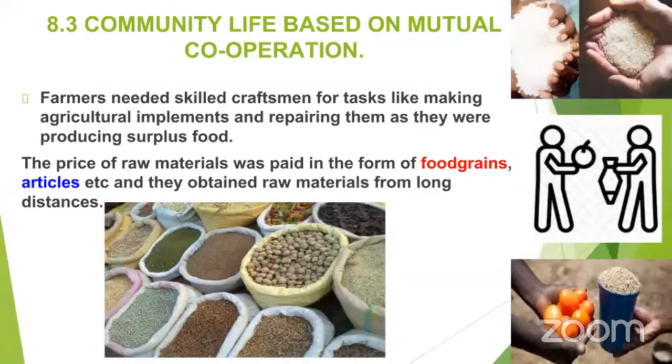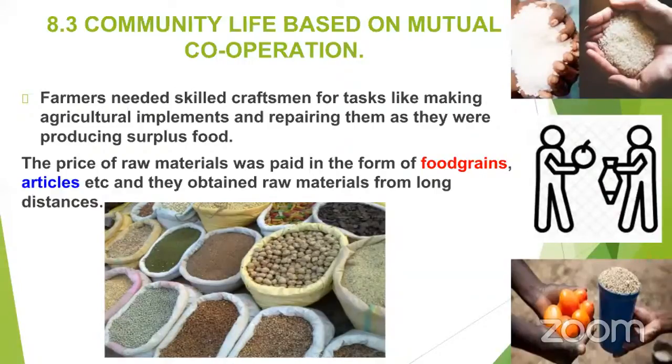Now we'll see about community life based on mutual cooperation. Mutual cooperation means you have to understand the person and that person also should understand you. That is called mutual cooperation. Farmers needed skilled craftsmen for tasks like making agriculture implements and repairing them as they were producing surplus food. Surplus food means, as I told you, the food they grow was extra, more than required. So that is called surplus food.